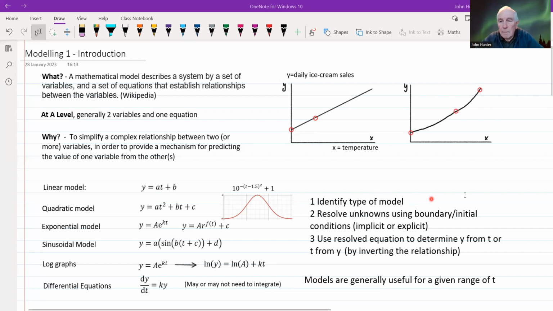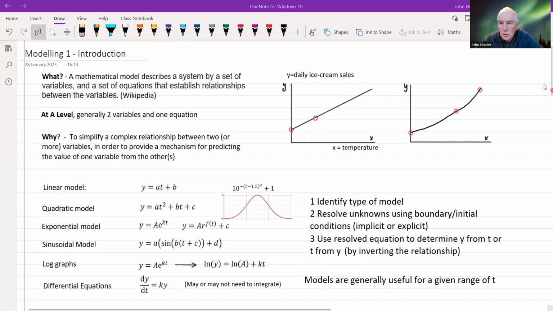Okay, so that basically is about modeling, and we will see linear, quadratics, exponentials, all these coming into the problems that we're going to see.